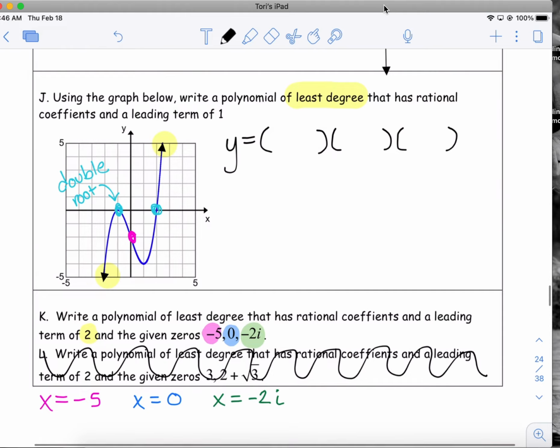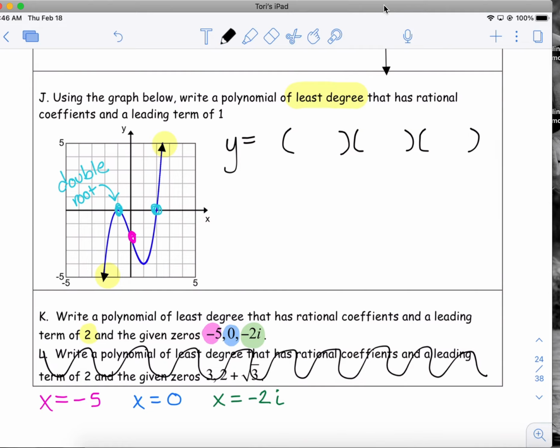Looking at J, it says use the graph, so they gave you the graph, to write a polynomial of least degree. Least degree means don't throw any extra x's in there that you don't need, that has rational coefficients and a leading term of 1. Okay? All right, so if we think about that, our leading term you could just put out in the front. We don't even need a 1, but just so you know.